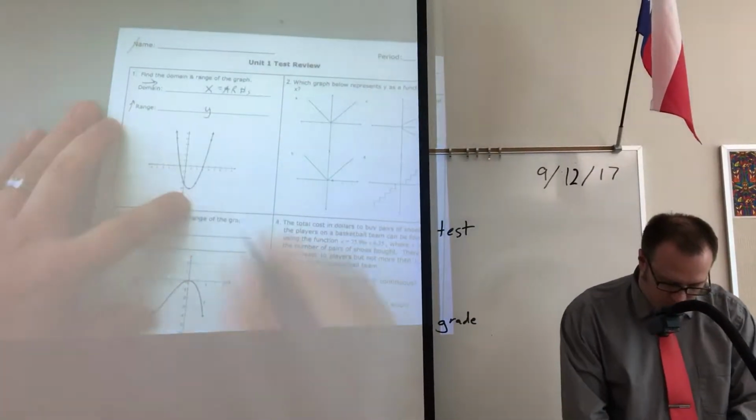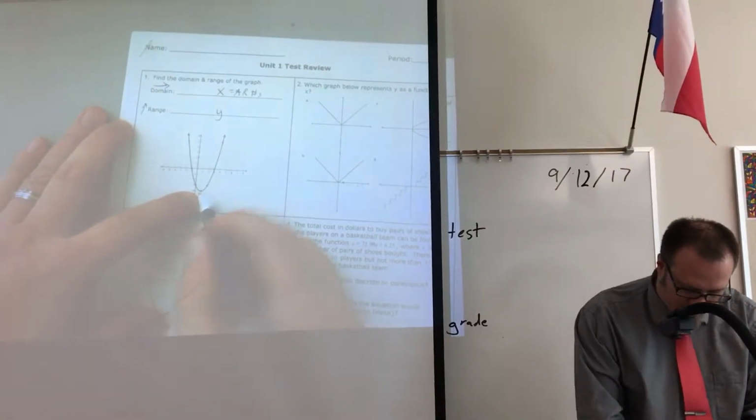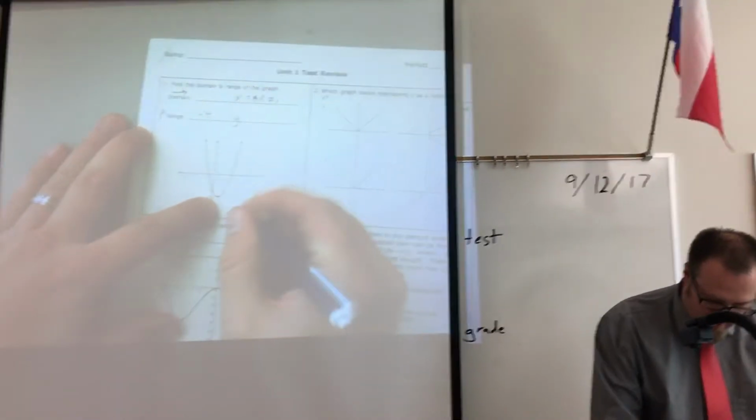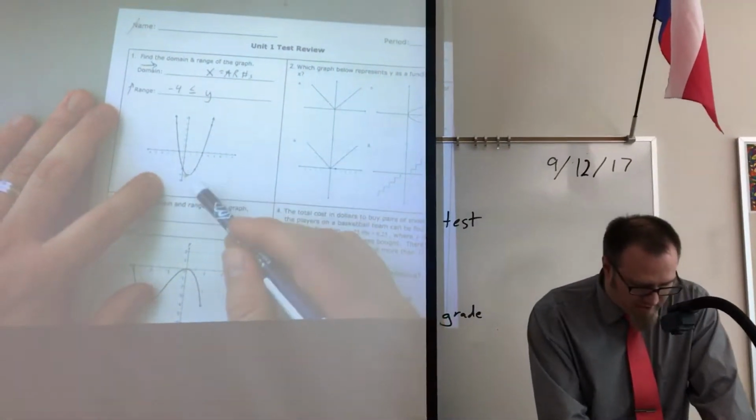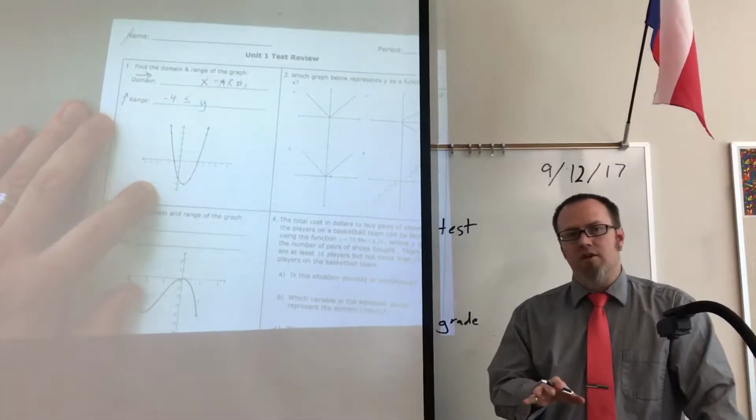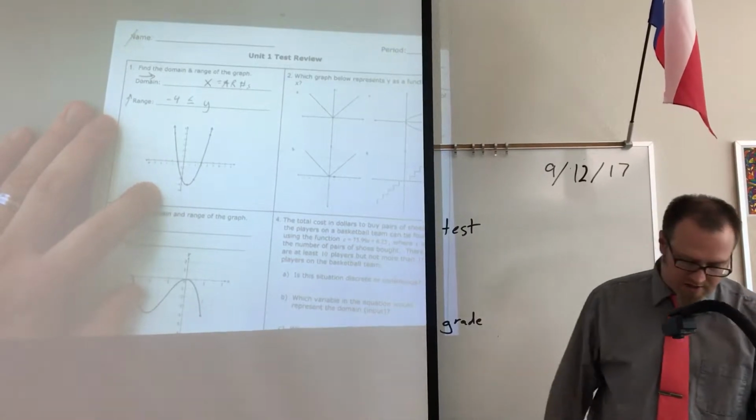The range on this one though, we do have a lower limit of -4. That goes on the left-hand side, it touches it, it's less than or equal to. I've had a lot of people say, well, I can see points. That doesn't make it discrete, so don't start listing those points.